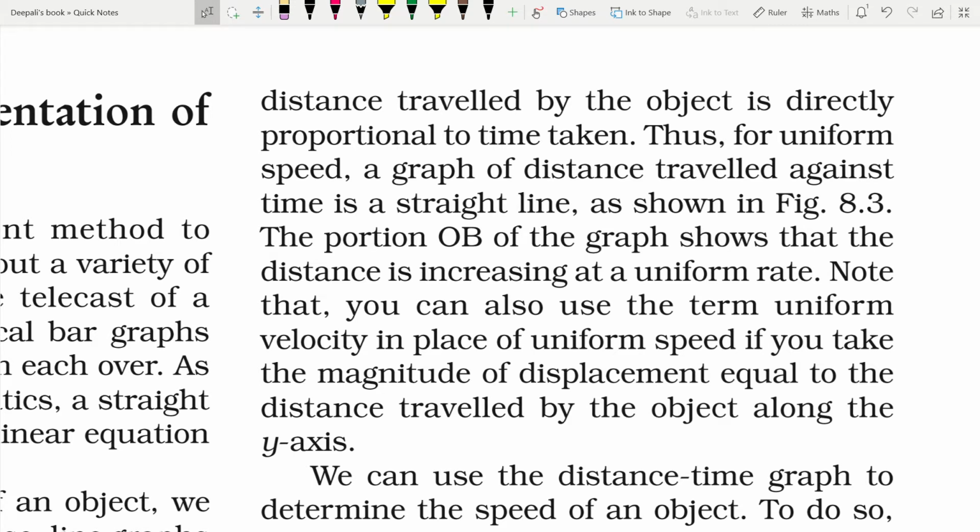Thus, for uniform speed, a graph of distance traveled against time is a straight line. So, whenever the object travels uniform distance, you will get a graph which is a straight line, as shown in figure 8.3. The portion OB of the graph shows that the distance is increasing at a uniform rate. Note that you can also use the term uniform velocity in place of uniform speed, if you take the magnitude of displacement equal to the distance traveled by the object along the y-axis.